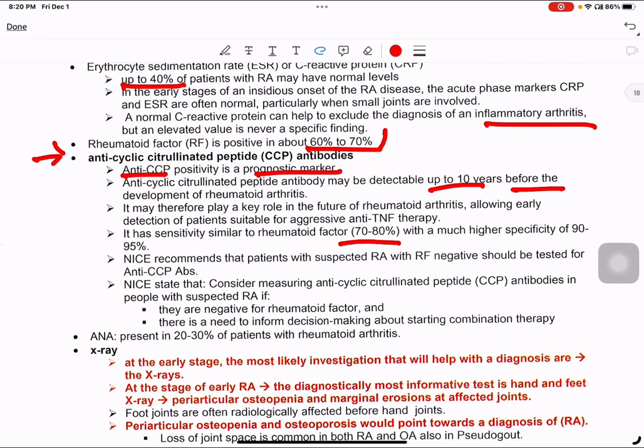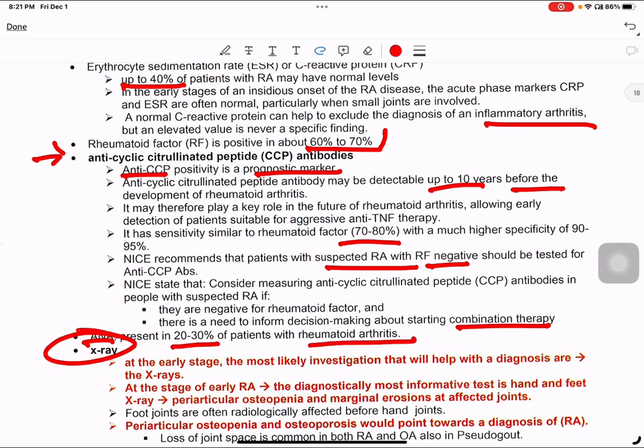NICE recommends that all patients with suspected rheumatoid arthritis who are rheumatoid factor negative should be tested for anti-CCP antibody. NICE states to consider measuring anti-CCP antibodies in people with suspected rheumatoid arthritis if they are negative for rheumatoid factor, if there is a need to inform the decision making about combination therapy. ANA may be positive in 20 to 30% of rheumatoid arthritis patients.